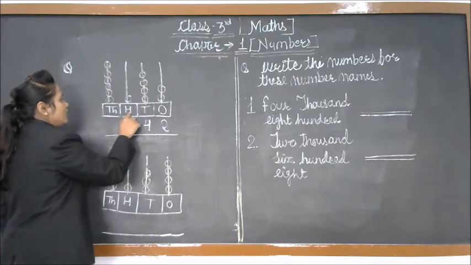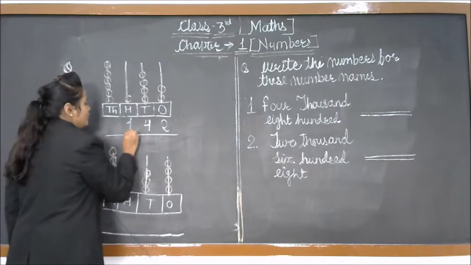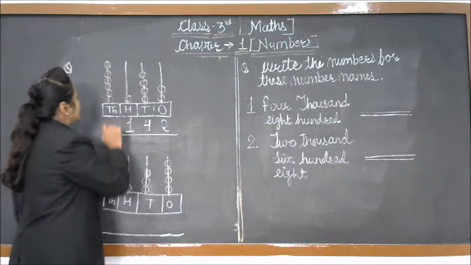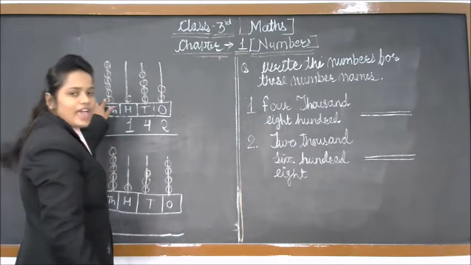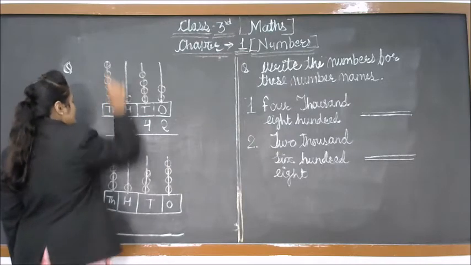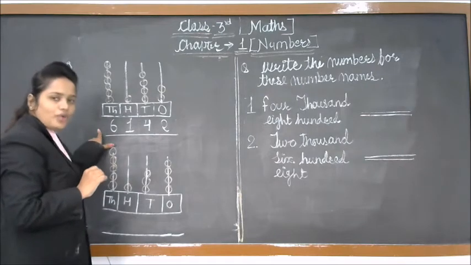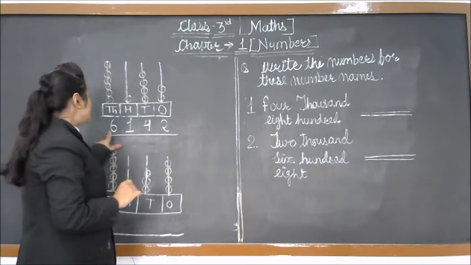In the 100 value, how many rings do we have, students? 1. So we can write the number 1 here. Okay, in the 1000 value, how many rings do we have? We can count: 1, 2, 3, 4, 5, 6. So we can write the number 6 here. So how can we call this number?